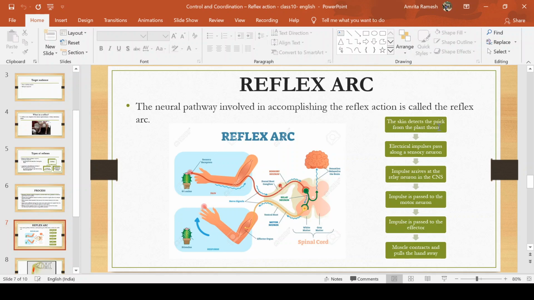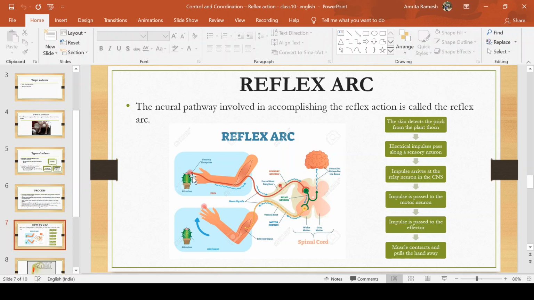First, the skin detects the prick from the thorn. Here is a plant which has thorns on it. Now our hand by mistake touches it. So that is the stimulus here, isn't it? So we have sensory receptors. I told you on the skin we have pain receptors, and we have heat receptors, that is thermal receptors. So pain receptors, as soon as we touch something sharp, it could be a needle, it could be a thorn, immediately detect that pain. Our skin is able to detect that pain.